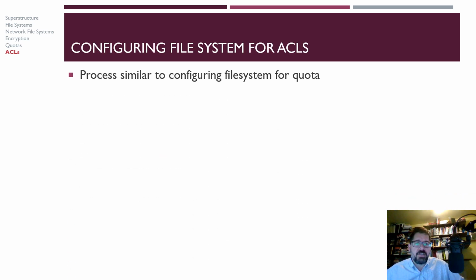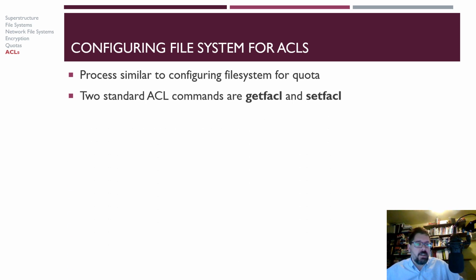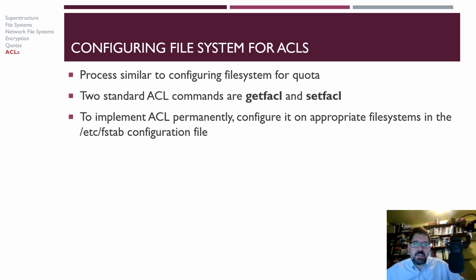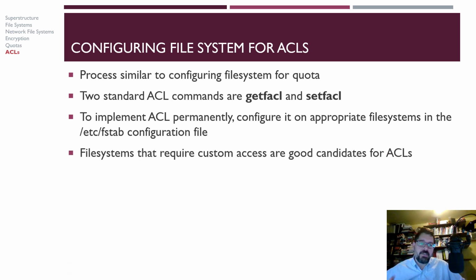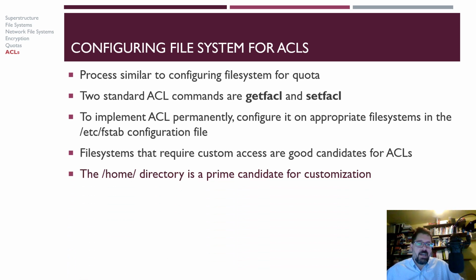To configure ACLs, it's similar to configuring your file system for quotas. There are two standard ACL commands, getfacl and setfacl. To implement ACLs permanently, you would configure it on an appropriate file system in the /etc/fstab config file, so every time you turn on the machine, the ACLs are applied. File systems that require custom access are good candidates for ACLs. Home directories are also a really good candidate for ACLs because sometimes you want more granular control on how people access those home directories. I would say on multi-user Unix systems, ACLs are kind of a must. But for server-based Linux systems, we don't generally have to use ACLs because we're providing services with Linux.